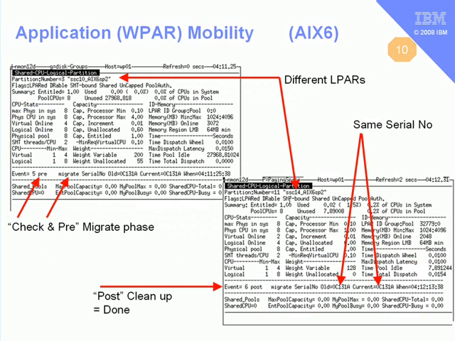Here's examples then of the before and after doing application mobility. We can see the check and pre-phases going on in the bottom of the WPAR panel. We can see here that we've jumped between 2 different logical partitions, but the serial number is the same, so it was on the same machine.